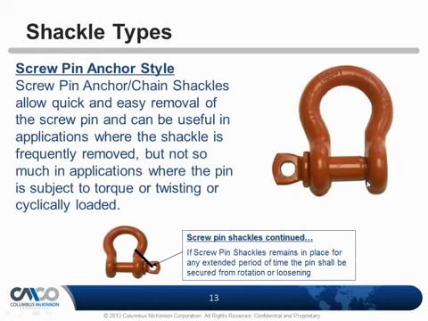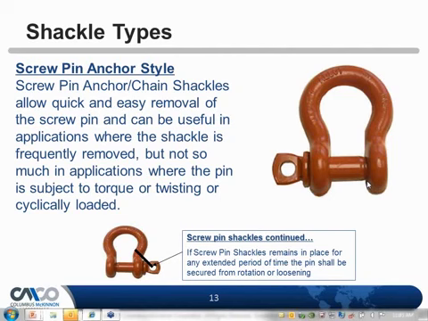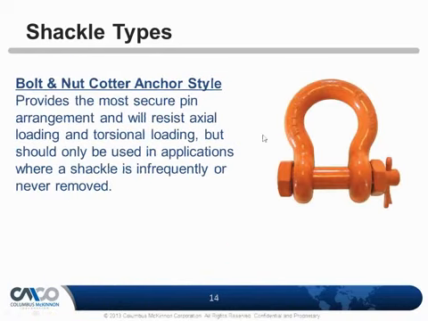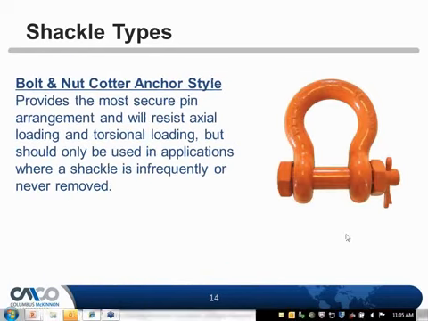So let's start off. When do we use a screw pin anchor shackle? Again, it's for easy removal. It's usually the rigger's favorite. You don't have to have any tools with you out in the field. It does have a hole in the pin head there, and that is for a spanner wrench. So in the event it does get a little locked up, you can put your spanner in there and undo the pin. But these are more for temporary connections. Where it's a semi-permanent or permanent connection, we want to move to the bolt nut cotter type.